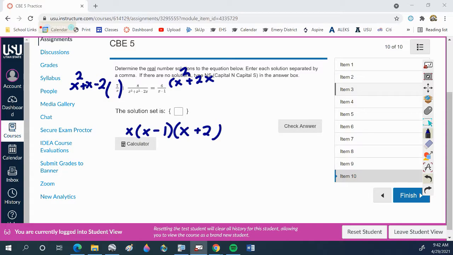But once I do, what's the next step? Just get rid of them, but we have to remember what? X cannot be 1, -2, or 0. Does everybody understand why?